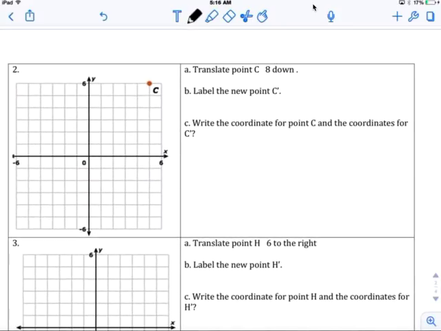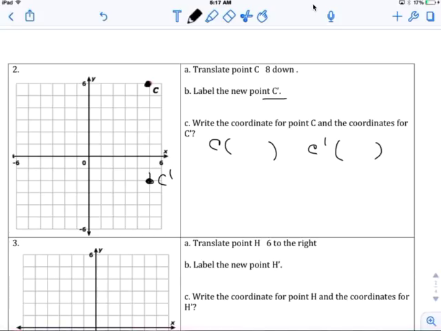Here's the same. Translate C 8 units down. So go down 8 from here. 1 box, 2 box, 3 box, 4, 5, 6, 7, 8. Label that C prime. Okay, write the coordinates C and C prime.